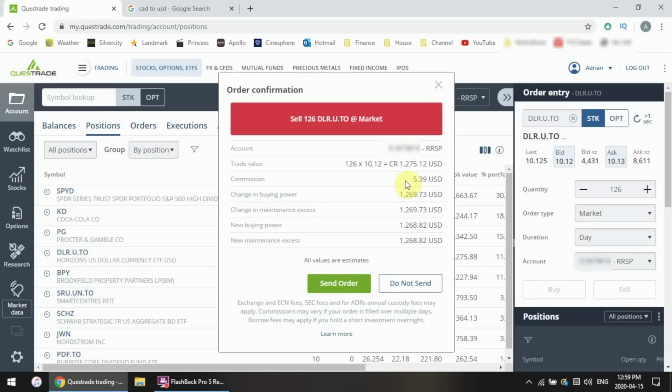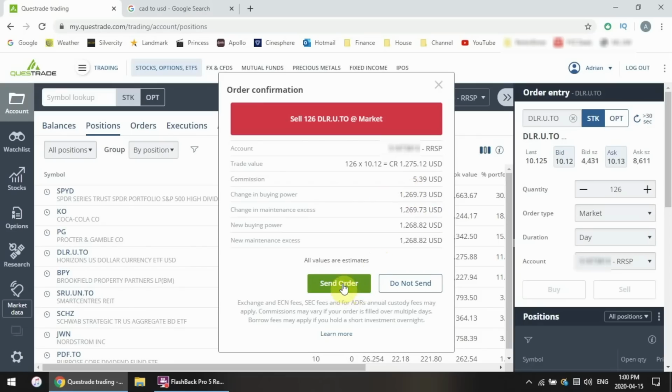Now I get the pop-up confirmation window, and you'll notice here that in the commission, I am being charged a $5 commission fee. Questrade doesn't charge commission when I buy ETFs, but they do charge a commission when I sell ETFs, so I have to pay this $5. Still, that's much better than paying a 2% conversion fee on this large sum of money. So when I sell this, I should get $1,270 US in cash.